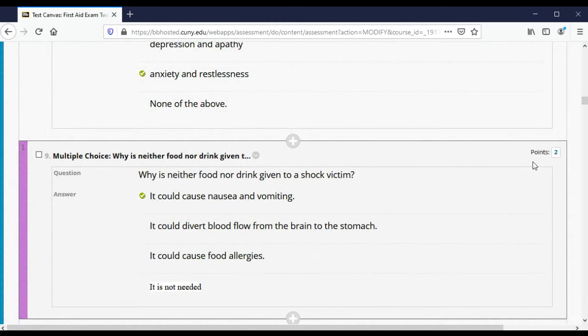9. Why is neither food nor drink given to a shock victim? The answer is it could cause nausea and vomiting. As shock progresses, first the integumentary system will shut down and other non-vital systems will shut down as well, including the digestive system. So the process of peristalsis, the transport of food materials through the digestive system, comes to a halt. Food and liquid just stays kind of stagnant in the digestive system, and as blood is being shunted away, the digestive system gets irritated and can cause nausea and vomiting because it's not working properly.